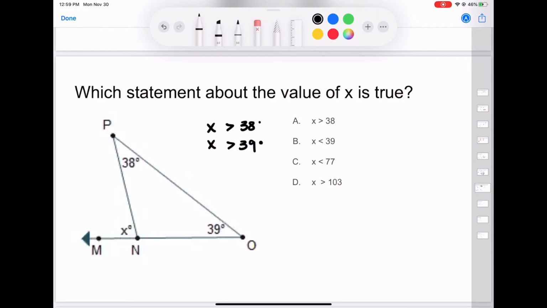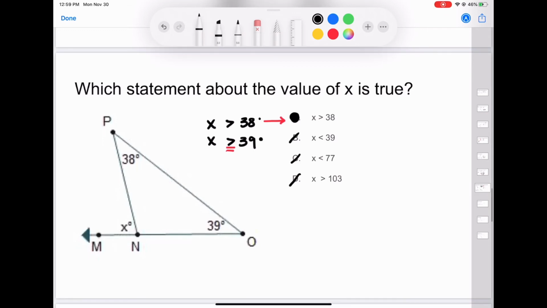Well, as we can see here, A would be our answer because it matches this statement. This statement, on the other hand, says x is less than 39, but we see here that x must be greater than 39, and so we know that that's not our answer choice. Same goes for all these other ones, because what we're looking for is which statement is true, and we've already identified a true statement, and so we can go ahead and move on.